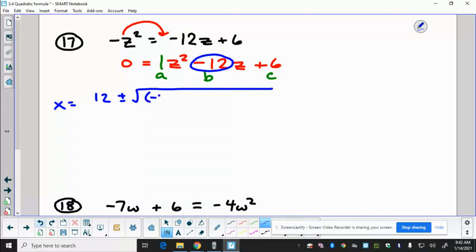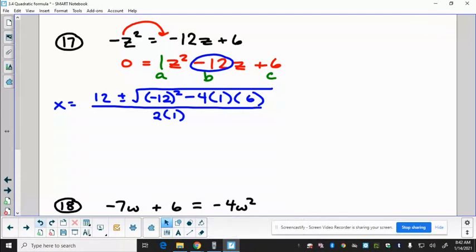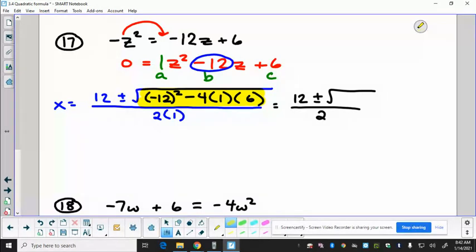Let's try to simplify this as much as we can. We'll calculate the discriminant in just a moment. All right, let's take a moment to look at this discriminant, see what it tells us. Okay, well, negative 12 squared would be 144. 4 times 6 is 24. So it's 144 minus 24. So that's 120, right? So I'm going to write 120 right here.